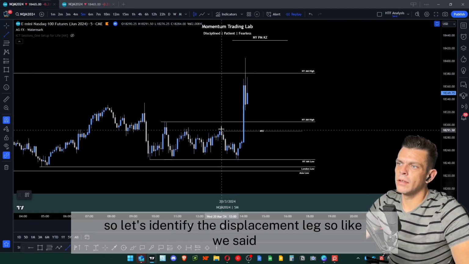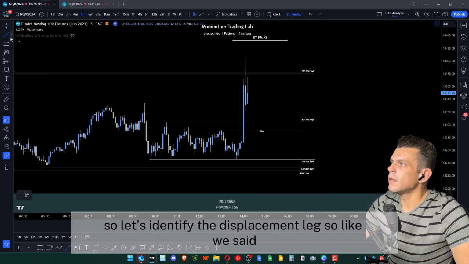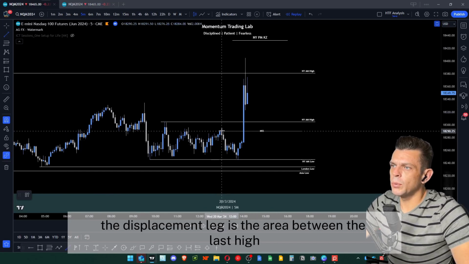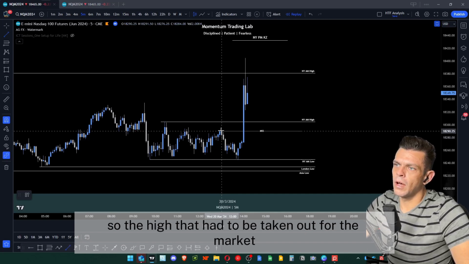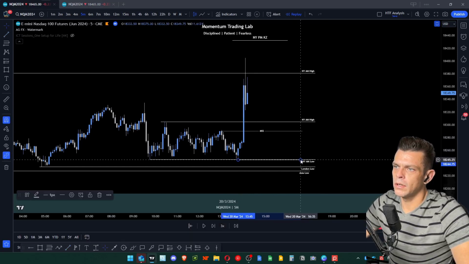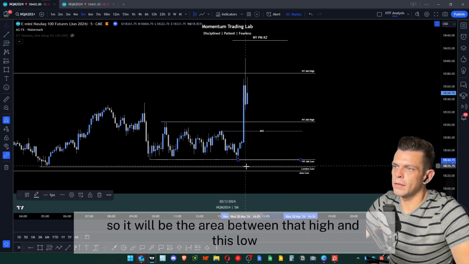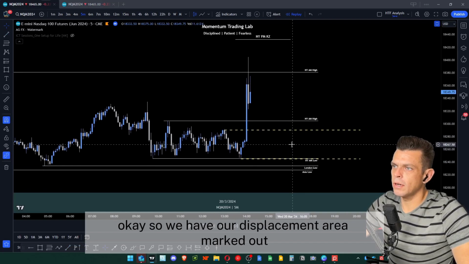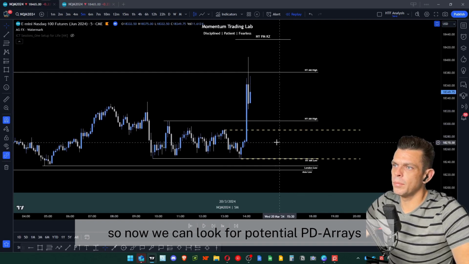Okay, so let's identify the displacement leg. Like we said, the displacement leg is the area between the last high, so the high that had to be taken out for the market structure shift, and the low that traded into the liquidity. So it will be the area between that high and this low. Okay, so we have our displacement area marked out. So now we can look for potential PD arrays.